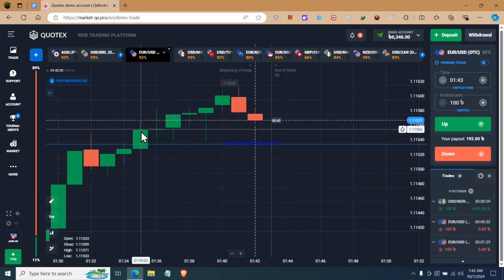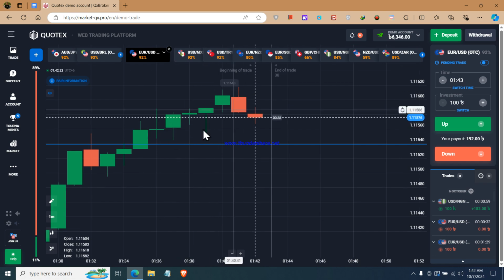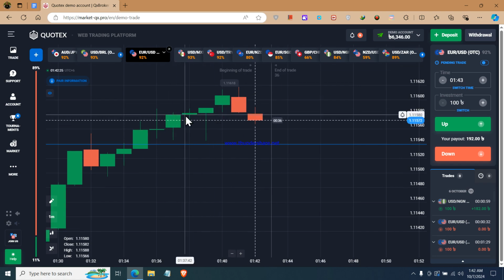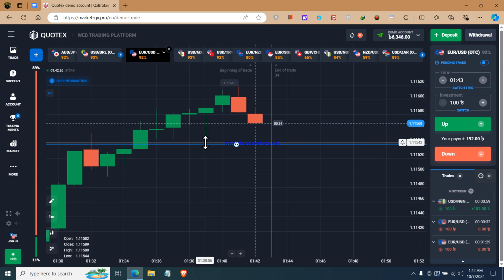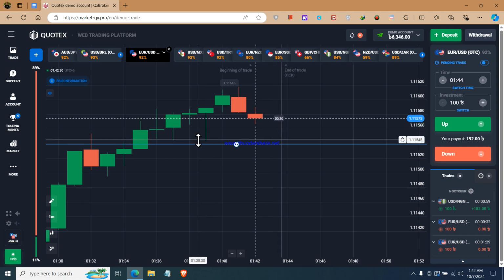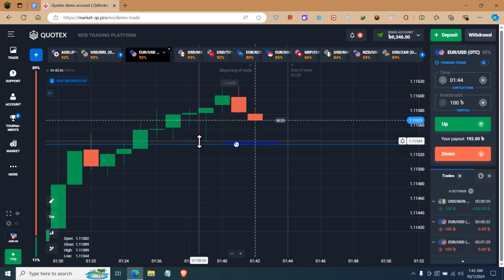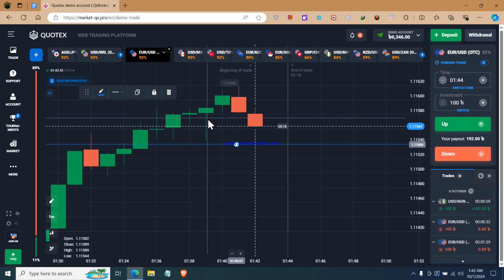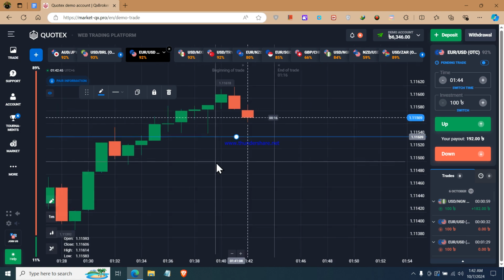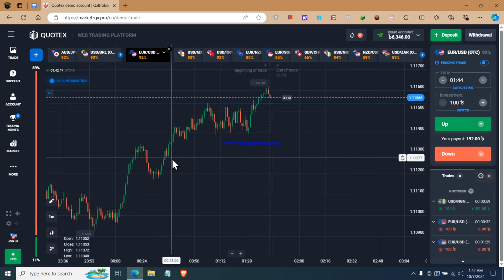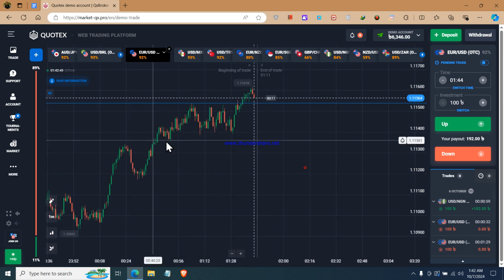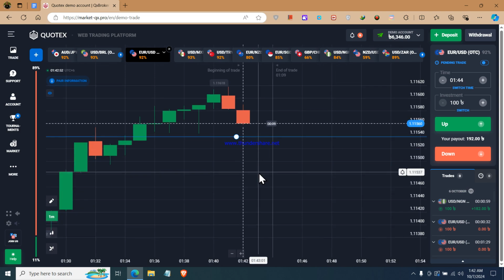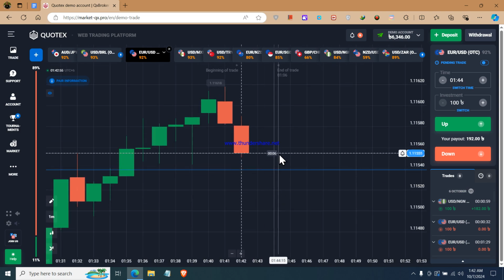You can see what happened here. This is manipulation. Okay, the buyers became weak and then at the last moment they came so much below. They came to this point and still they made this hammer candle. So this just shows how they actually manipulate the market.